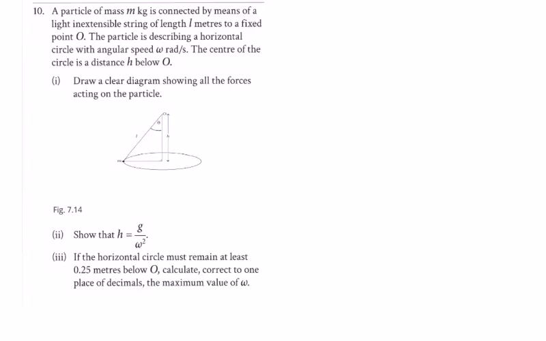Question 10, we have a particle of mass m connected by means of a light inextensible string of length L. That's what they're showing us here. We'll do a bigger diagram. We've got an L, with H, we have mg, mass is m, and fixed point O up the top.